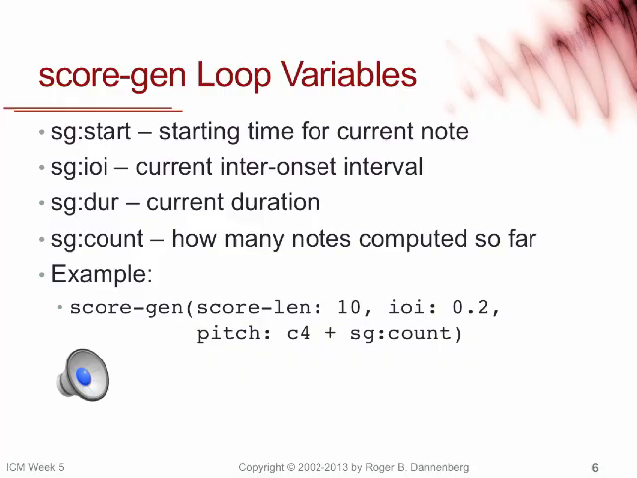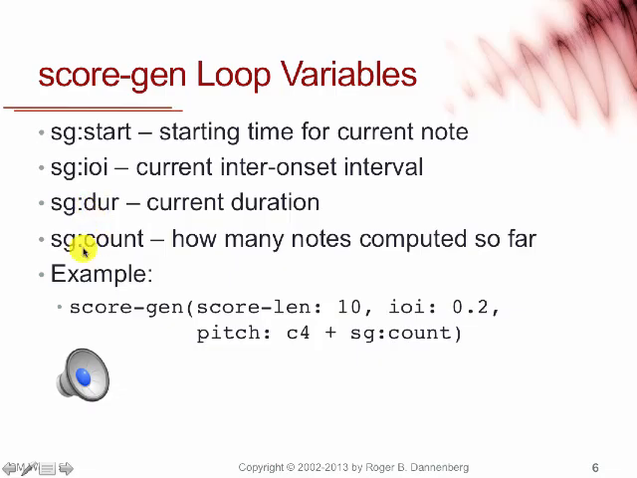Some of the attributes that you type into score-gen are not really used by score-gen, except they're passed on to the behavior. Okay, so let's look at what's built into score-gen. When score-gen is running, there are some special variables that you can access in expressions within score-gen. The first of these is sg:start, and this is just a variable name. The colon doesn't mean anything special. It's just part of the name. sg:start tells us the starting time for the current note that's being computed. sg:ioi is the current inter-onset interval, and sg:dur is the current duration.